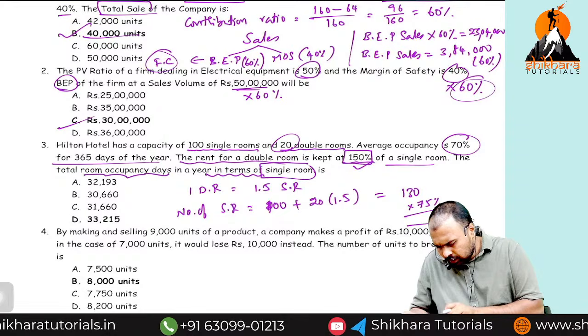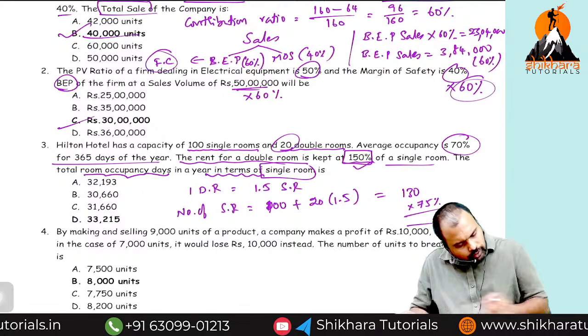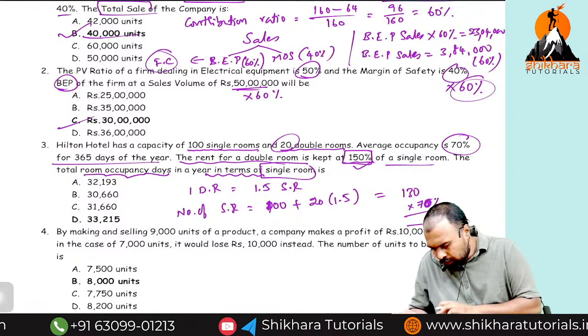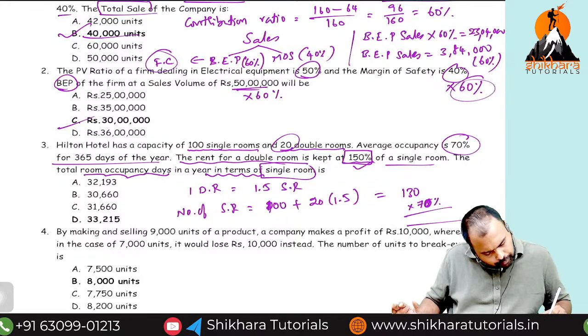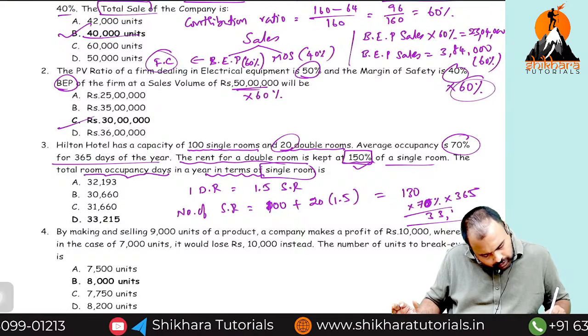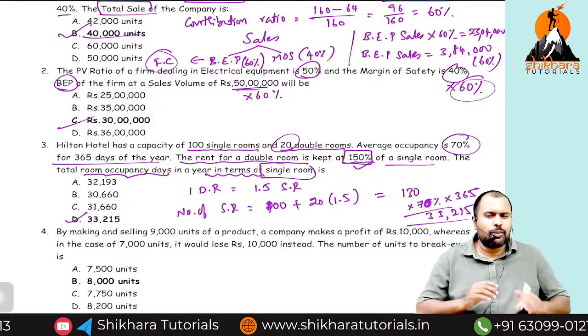130 into 365 is 47,450. Out of that, occupancy is not 75%, sorry, it is 70%. If it is 70%, then we are getting 33,215. That is 70% into 365 per day. So we are going to get 33,215. D is correct. Sir, understood this room, right?